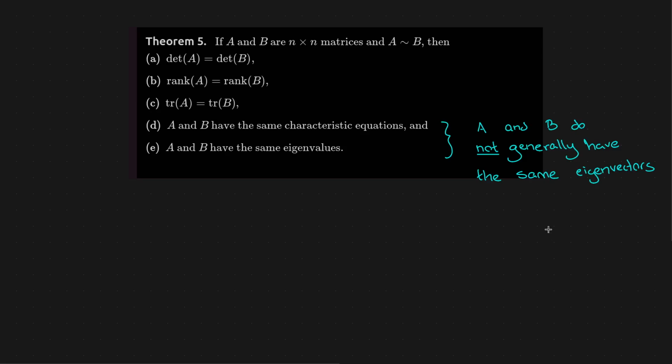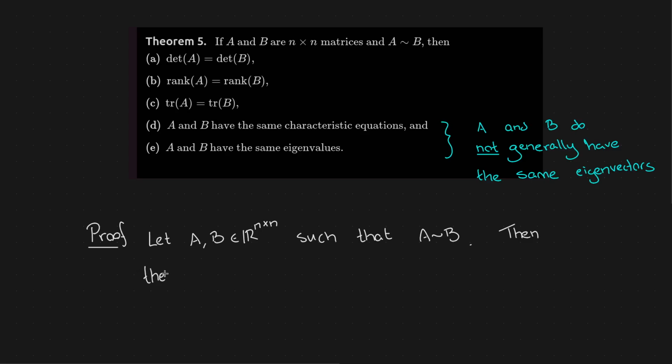Okay, so we're going to prove each one of these. For most of them, they're pretty straightforward. So let's use our assumption. We're assuming that A and B are similar. So let A and B be two n by n matrices such that A is similar to B.